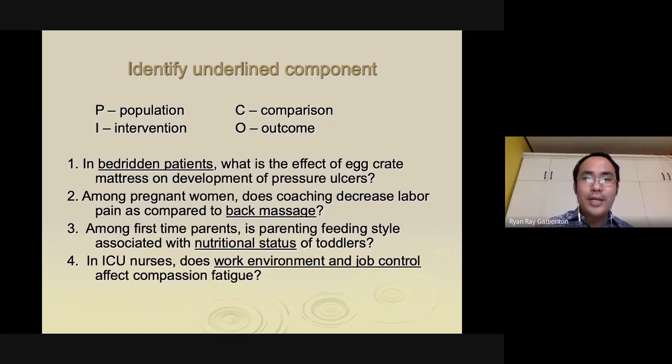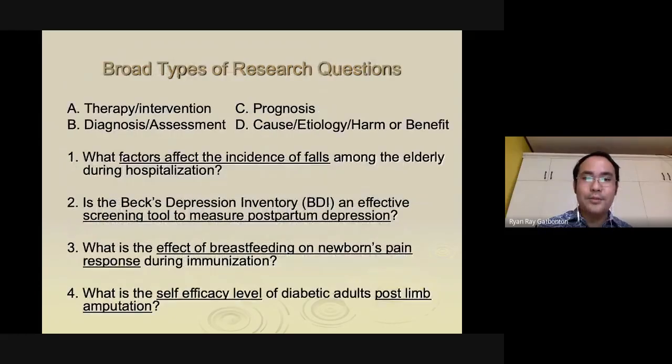All right? So I leave this exercise for you to help you get a feel of what these elements of a research question are.